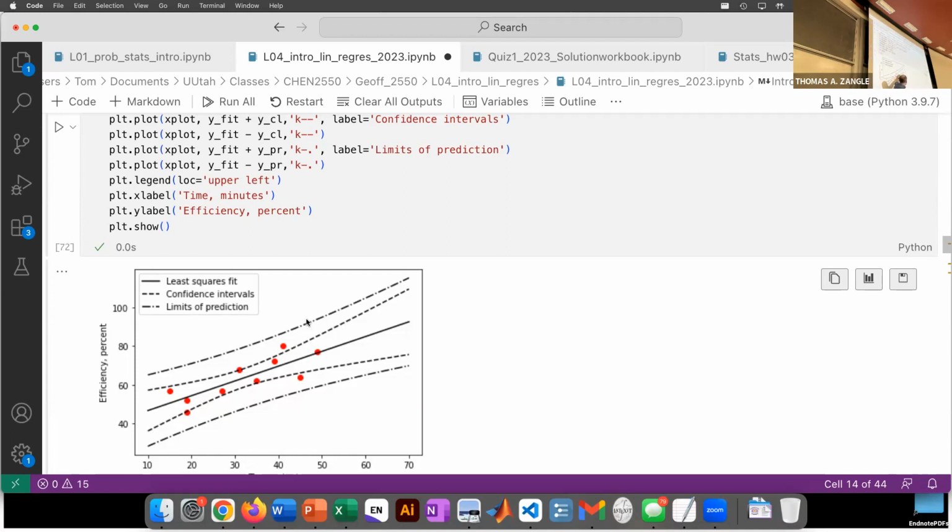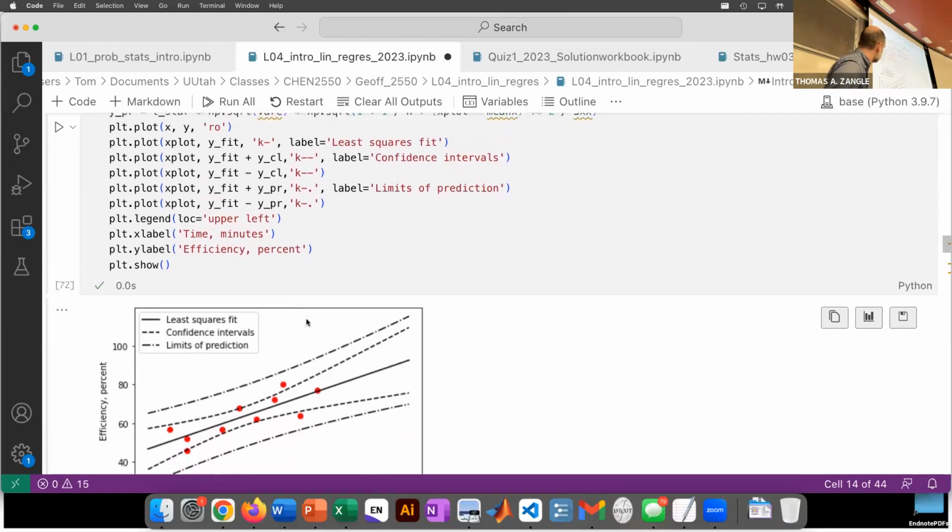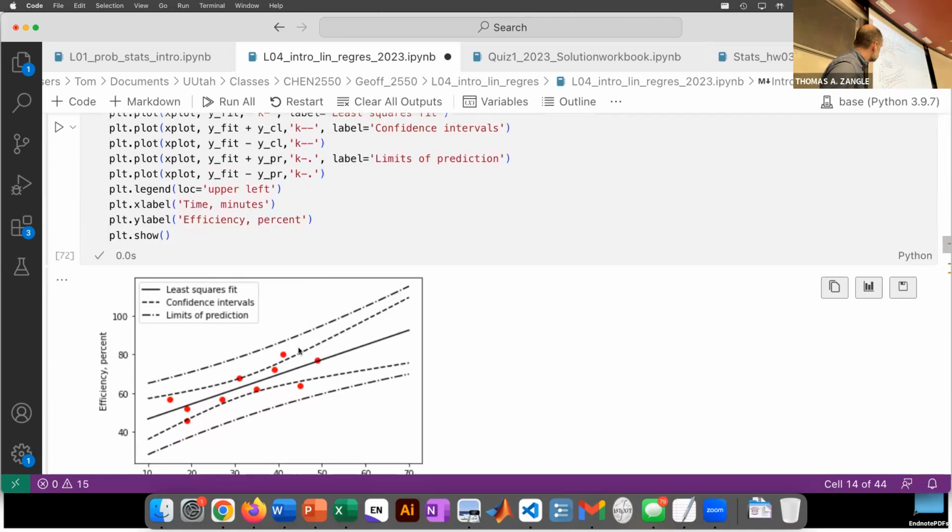For a given value of the extraction time, what is the range that we are most likely going to see? It's going to be these curved lines on either side. And then based on our overall data, based on our A naught and A1, what are the limits, or what is the uncertainty in those A naught and A1?